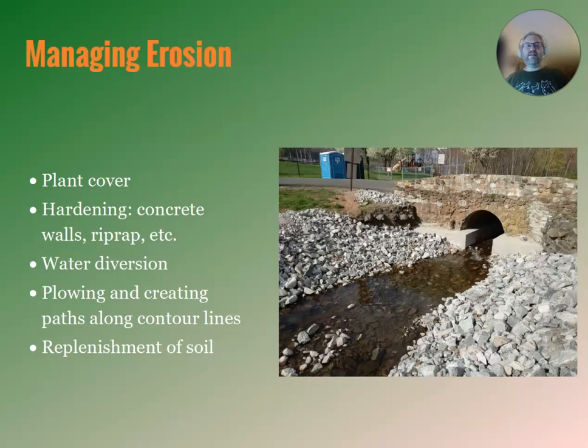We can also do things to harden our locations that we don't want eroded. So that can involve things like concrete walls or riprap. So riprap is what you see in the picture there.